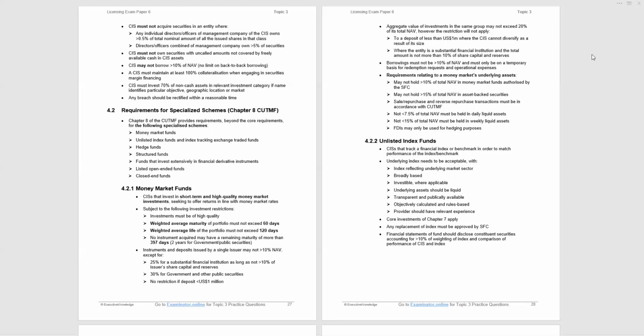That's fairly reasonable. Scheme must invest 70% of non-cash assets in the relevant investment category if the name identifies a particular objective, geographic location, or market. So if it's a Japanese technology fund, then at least 70% of the non-cash assets have got to be in Japanese technology companies. That's what they're referring to there. And any breach of all these requirements should be rectified within a reasonable time. So I've gone into those points in a certain amount of detail simply because I've seen one or two of them pop up in exams over the years. So I would tick those off on your list.